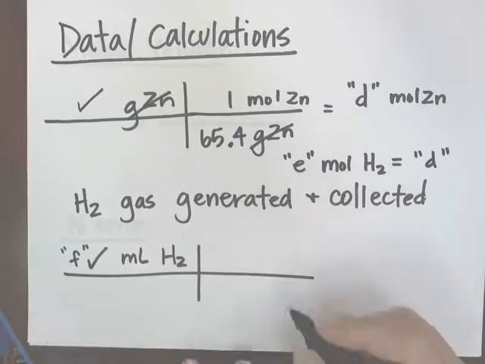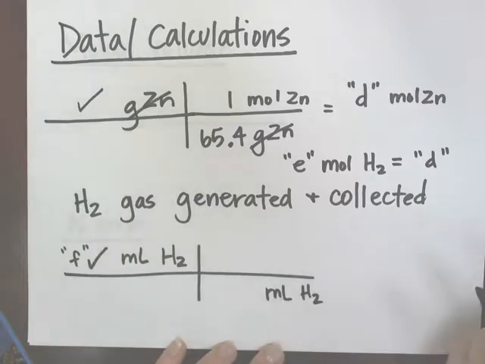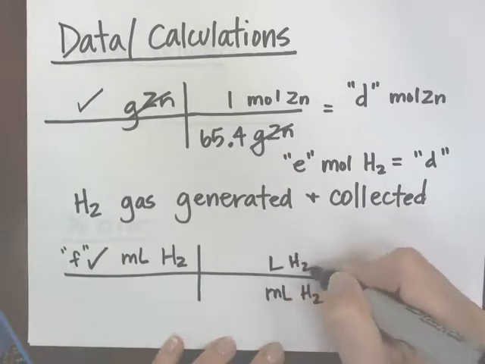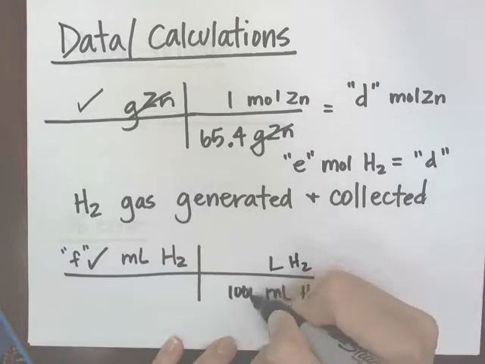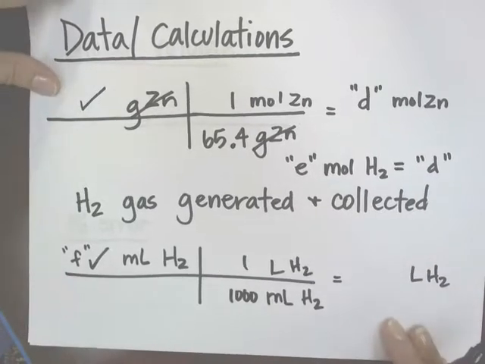Now the only thing we need to do with this milliliters of hydrogen, because we normally express molar volume in liters, is we just need to convert milliliters to liters. Okay, so that's just a straight metric conversion, and that'll get us liters of hydrogen. This is necessary to carry out the next calculation.